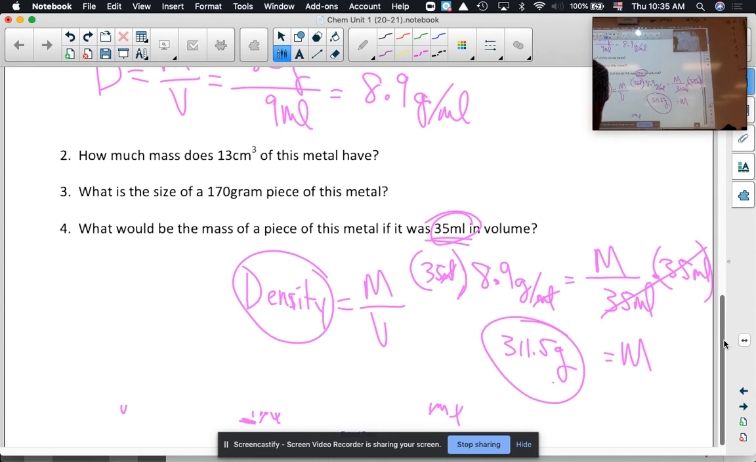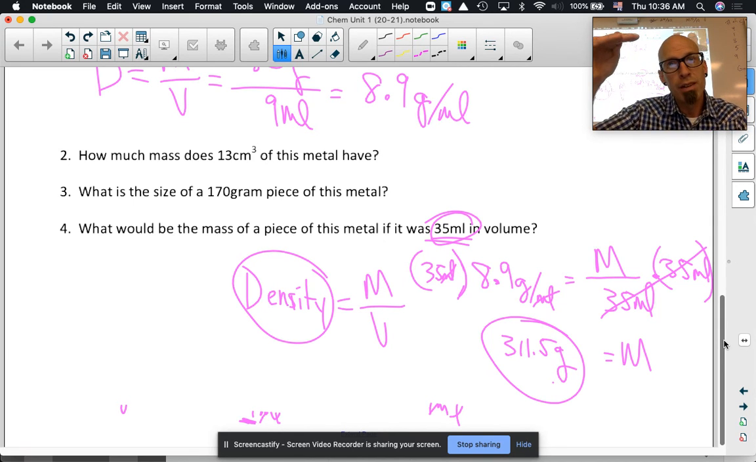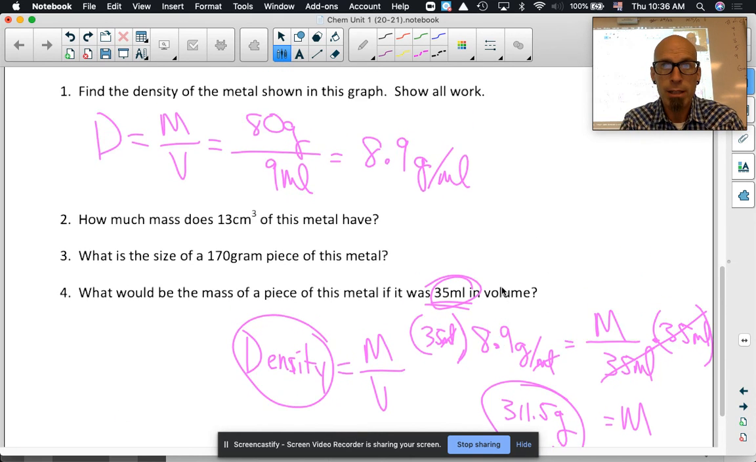I like this way. I like this way because the whole cross multiply and divide kind of adds another step that you don't really need. But if it helps you to think in terms of ratios of an 8.9 to 1 and then a 311.5 to 35, if that helps to view it and think about it that way, then do it that way. That's fine. So that's what we had talked about.